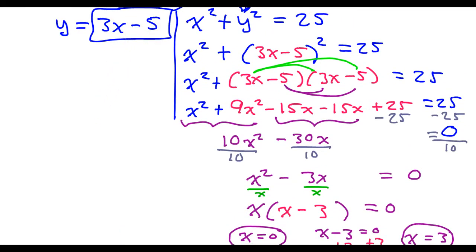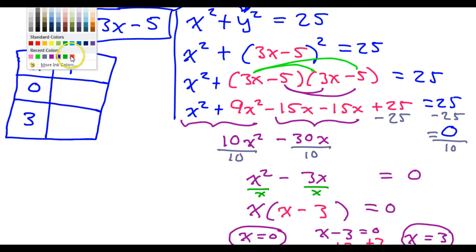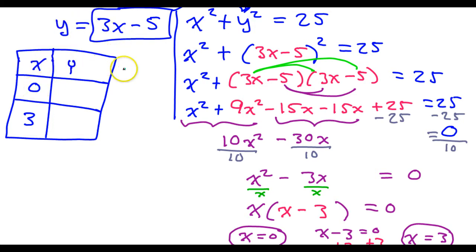Now, I like to look at this as a table of values. Alright, I like to look at it this way. Okay, x's and y's. So we just found two x values. So we have an x value of 0 and we have an x value of 3. What we need are the y values that will go with these x values. So to do that, we can just plug these in, okay? Because what we know is that y equals 3x minus 5.